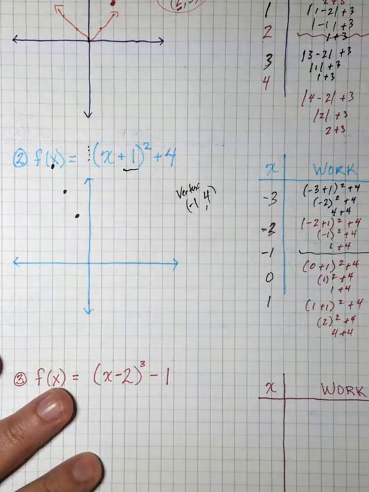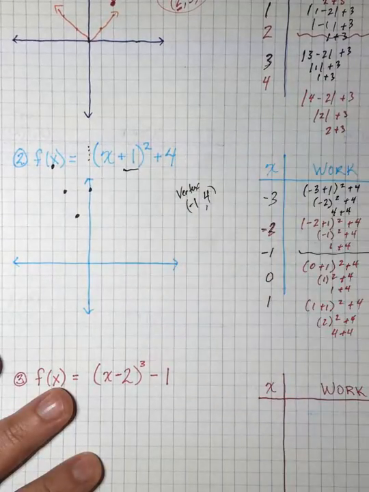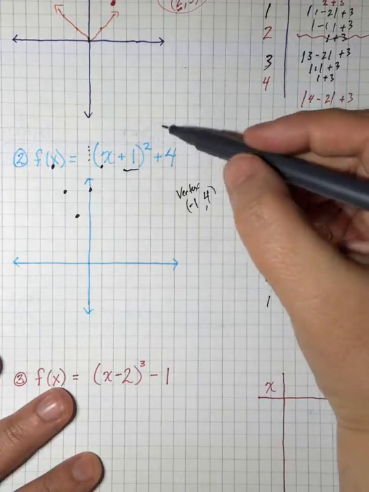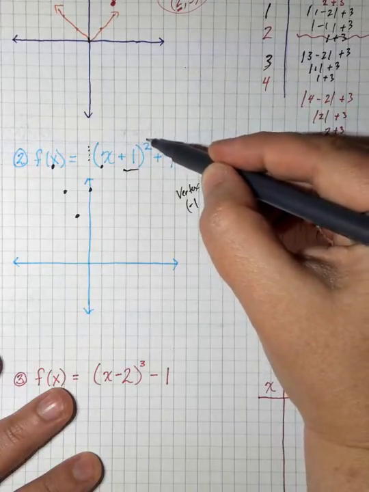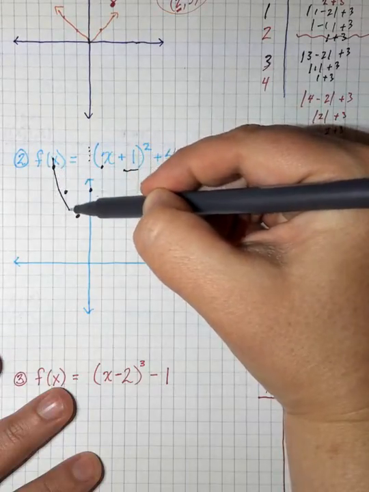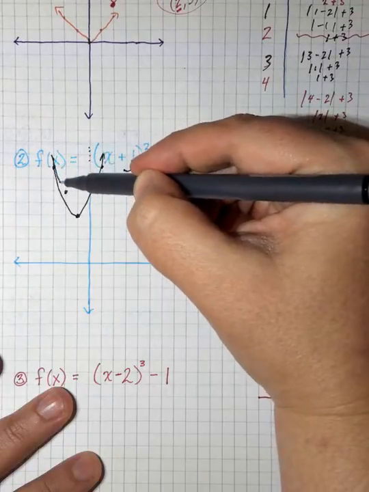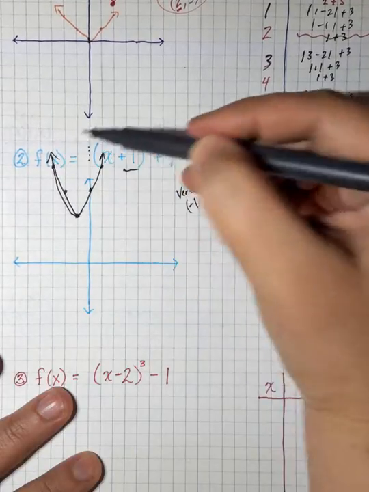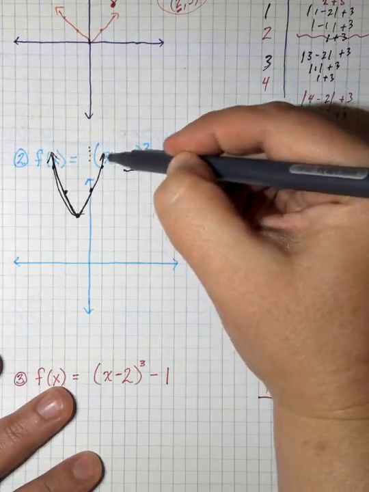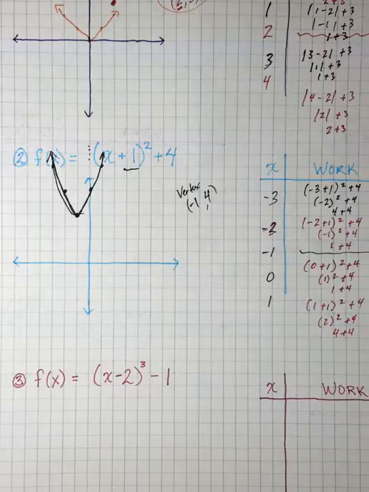I've already got my negative 1, 4. I want my 0, 5. So 0, 5 puts me here. And my 1, 8 puts me here. Being very careful to recognize this is a quadratic, a squaring function. So when I connect these, I need to connect these to be very, very round. So I want to hit my dots. Don't want a V graph, I want a very round graph. Looks like that. Okay. So we'll slide down.